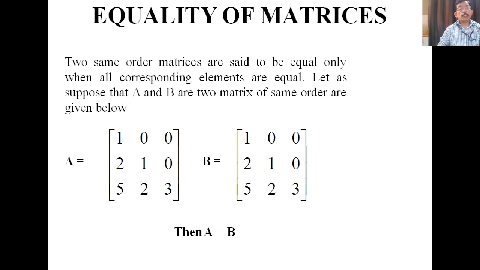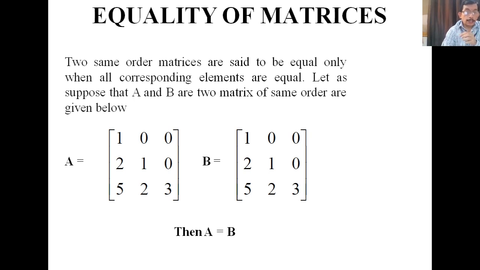Equality of matrices means that if two matrices are equal, then the elements in the same positions are also equal. Suppose A and B are two matrices and matrix A equals matrix B. Then the order of matrix A is 2 by 3 and the order of matrix B is also 2 by 3, and the same-position elements of A and B are also equal. This type of matrix is known as the equality of matrix.